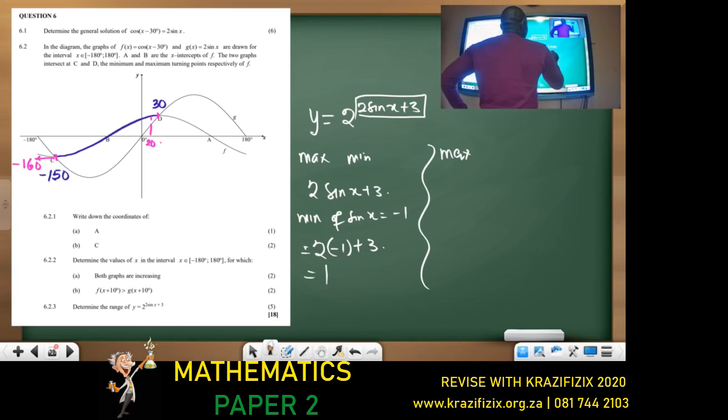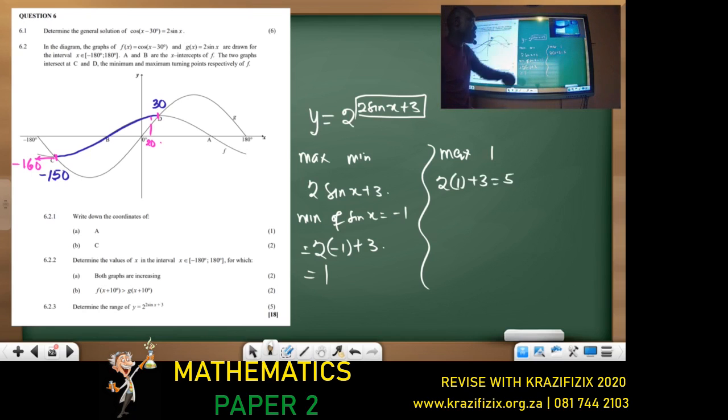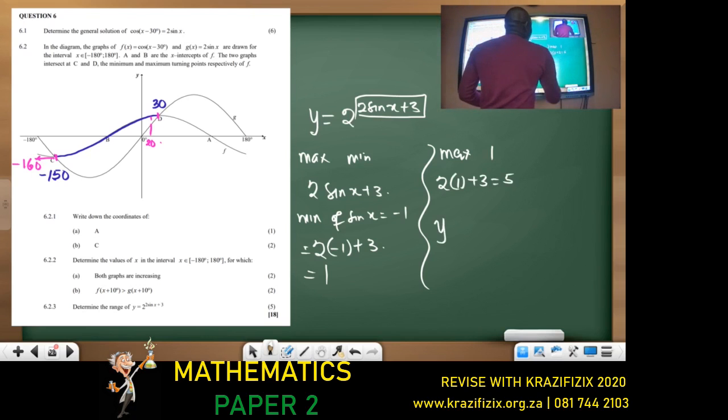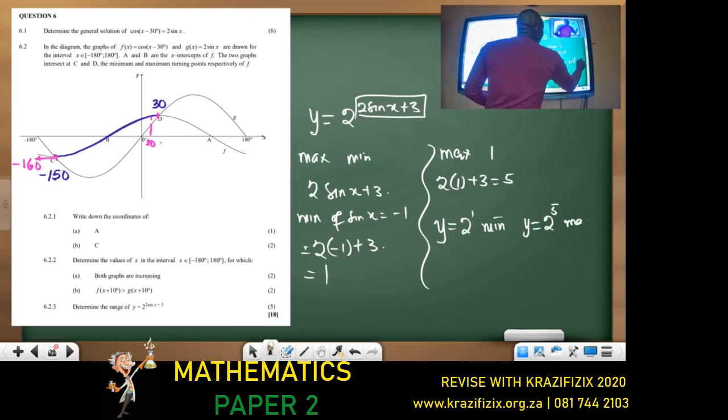What about the maximum? The maximum of sine x is +1. What are we going to have? 2 multiplied by 1 plus 3, and that is 5. So my minimum for that expression is 1 and the maximum is 5. So I will then have y equals 2 to the power 1 as my minimum and y equals 2 to the power 5 as my maximum. So my range would be between 2 and 32.